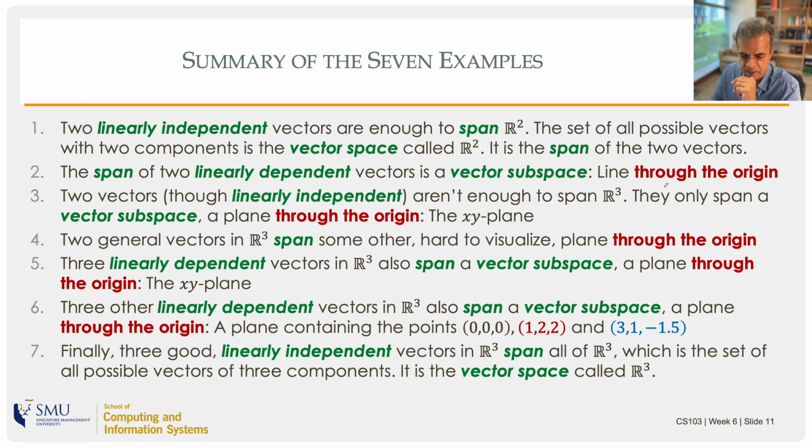Finally, in example number 7, we got three good linearly independent vectors in R3 to span all of R3, and any vector in R3 could be expressed as a linear combination of these three vectors. R3 is a vector space of all possible vectors of three real components. It's a set of all possible vectors. So vector spaces are sets.